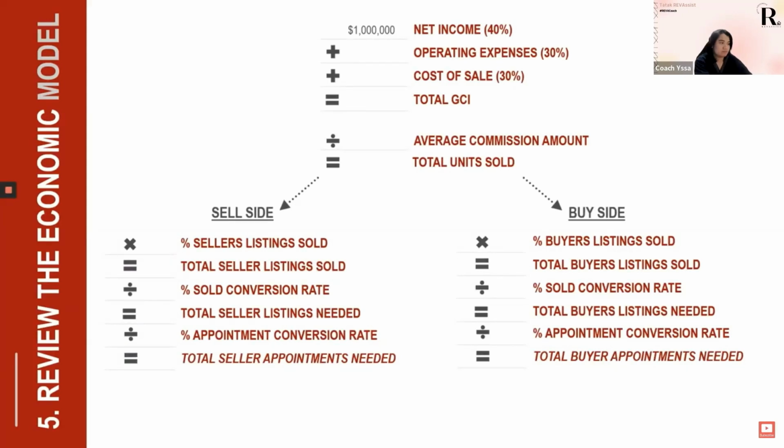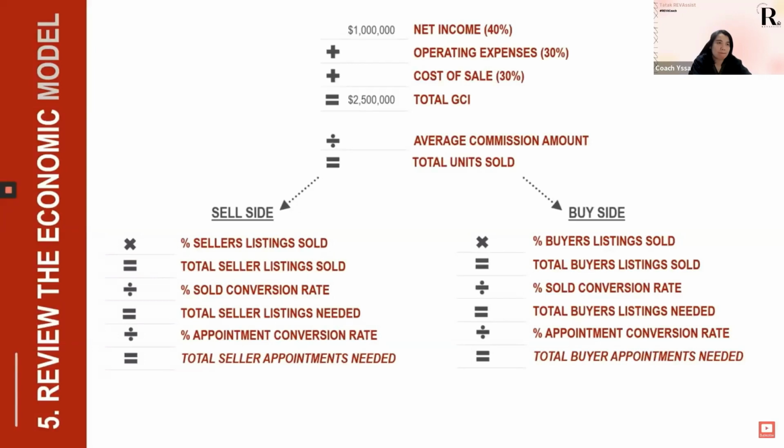And if we are profiting more than 40%, that's great. But we don't want to net too much, because that means we might not be spending enough money, or we're leaving money on the table where we could make more. So we want to keep it around that 40% net income. We're going to assume that the 40% net income we're looking for, $1 million, is about $2.5 million in total GCI.